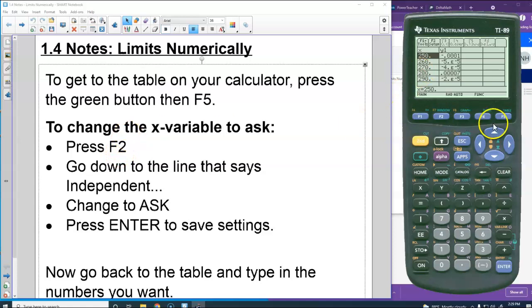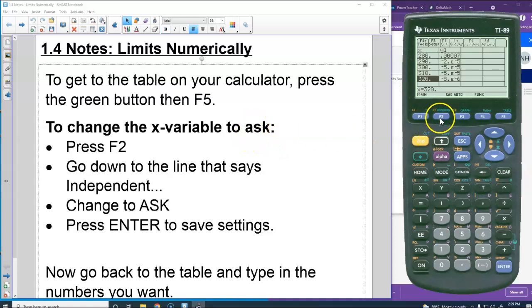So you can see the table. My calculator already has something in it, so something's showing up. Yours might be empty depending on what you have there. Like I said, you don't have to reset these calculators, so it might have something in it where somebody has used it before. It might be from their AP exam, actually. For what we're going to do, it is going to be helpful to change this to the x variable to ask.